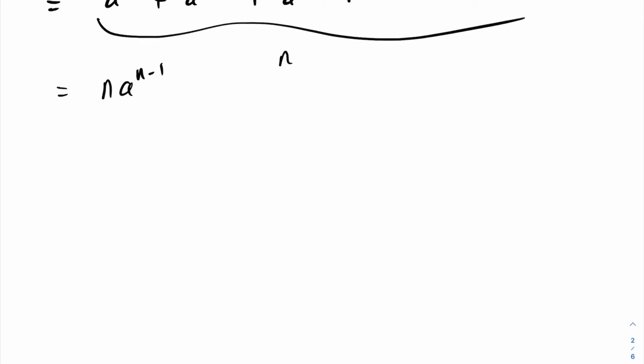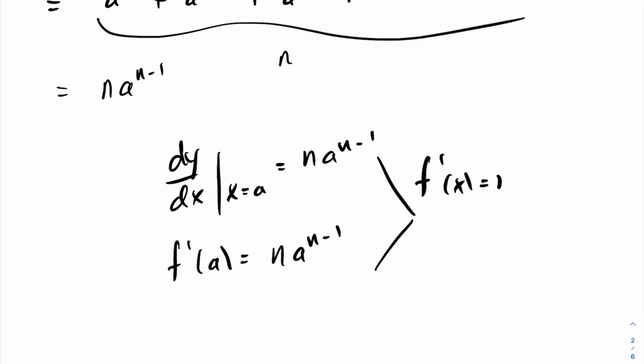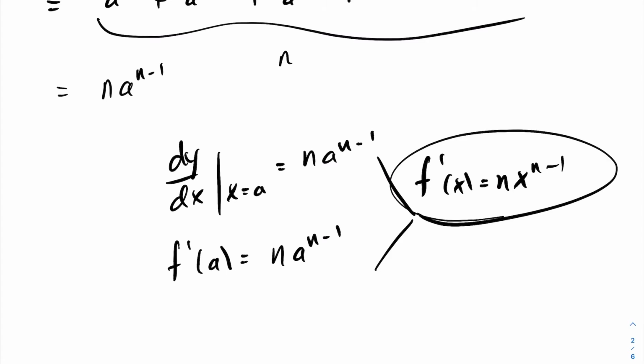Summarizing our results here, we now know that dy dx evaluated when x is a is going to equal n a to the n minus 1, or equivalently, f prime at a is going to equal n a to the n minus 1. Generalizing this for a random variable x, we have f prime at x is going to equal n x to the n minus 1. And that means that for a given function, f at x equaling x to the power of n, its derivative is simply a matter of taking that exponent, dropping it down, and subtracting 1.